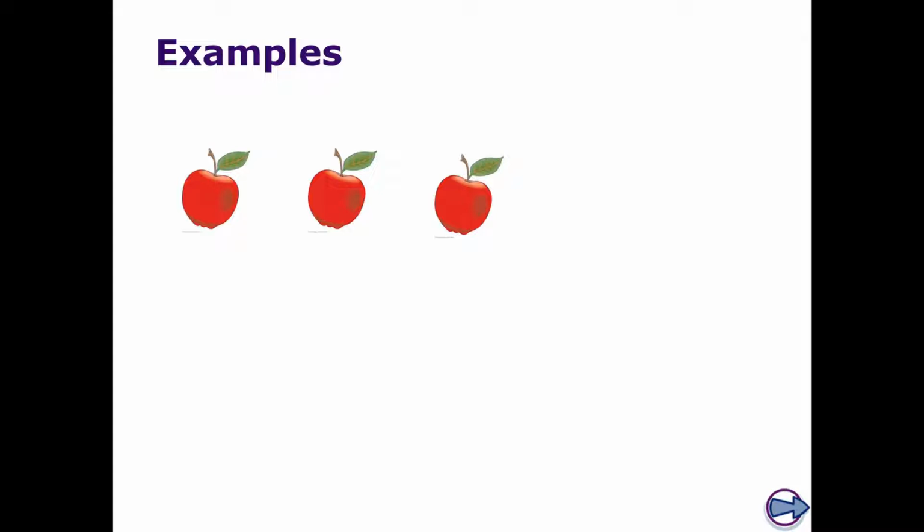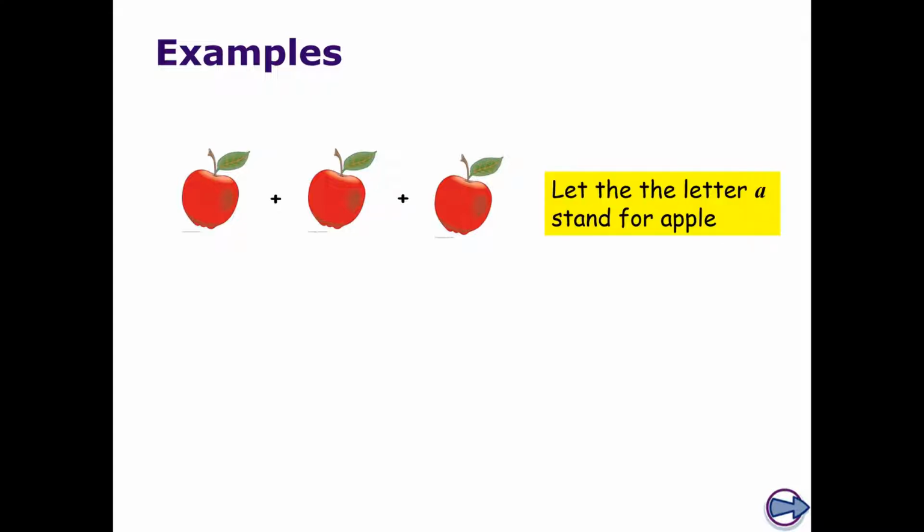It's about representing something. So if I've got 3 apples and I add them all together, and I let the letter A stand for an apple, I have A plus A plus A. And what does that equal? Well, we get 3A. 3 apples all added together, you get 3 apples. And with algebra, because we're representing it with a letter, we just write it 3A.